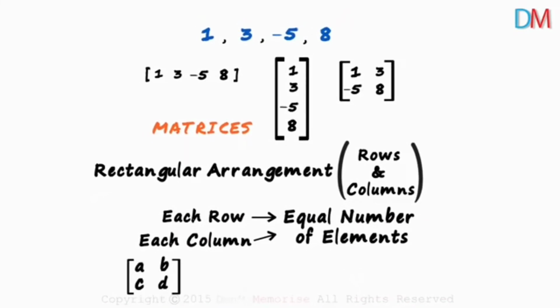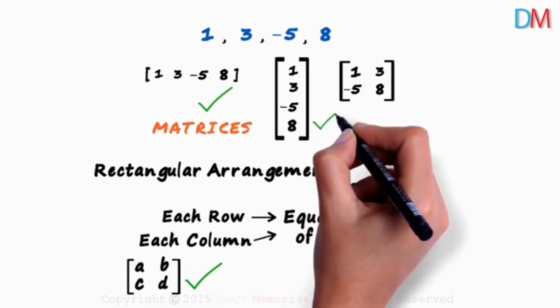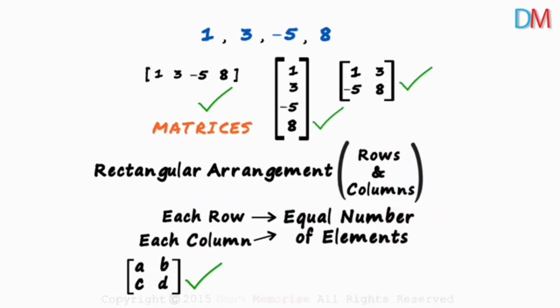So is this a matrix? Elements A and B in the first row and elements C and D in the second. It is a rectangular arrangement. Each row has 2 elements and each column has 2 elements. It is a matrix. And these 3 are also matrices. Okay, what about this one with 3 elements? Is it a matrix? The first row has 2 elements, but the second one just has 1 element. So it is not a matrix.